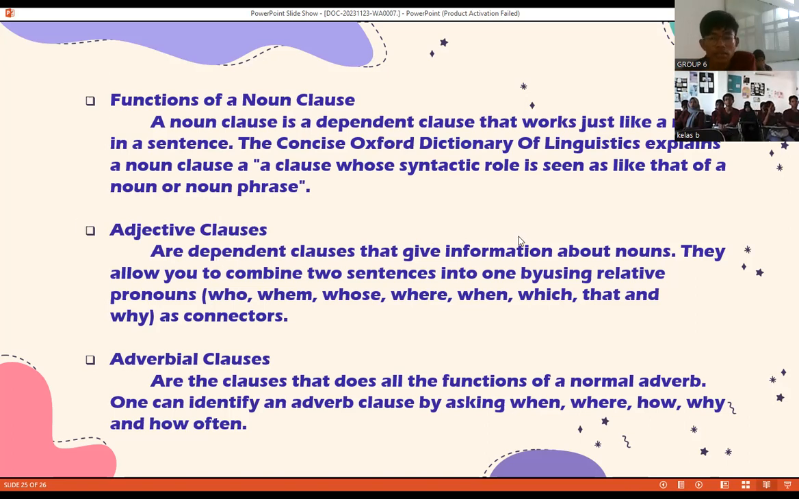Next, adjective clauses. These are clauses that give information about nouns. They allow you to combine sentences into one by using relative pronouns who, whose, where, when, which, that, and why as connectors. The last one is adverbial clauses. These clauses do all the functions of a normal adverb. You can identify adverb clauses by asking when, where, how, why, and how often.